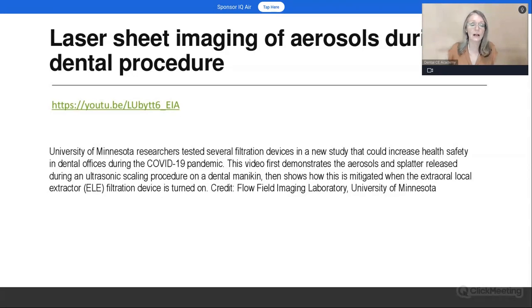So in this one, they're using a handpiece, I believe. But they show how they mitigate the aerosol almost completely by using an extraoral, what they call local extractor filtration. And you can see when they turn it on, they sound like they might be German. And again, if you cannot hear the video, the link is there for you in your handout.